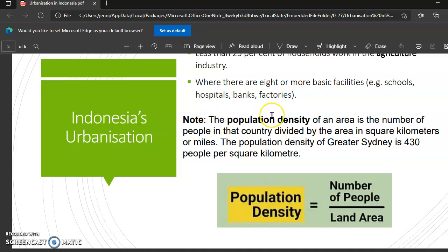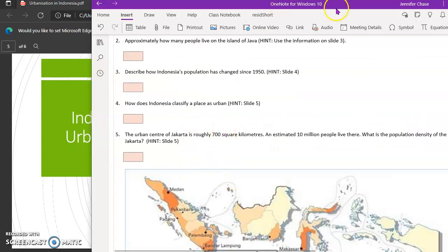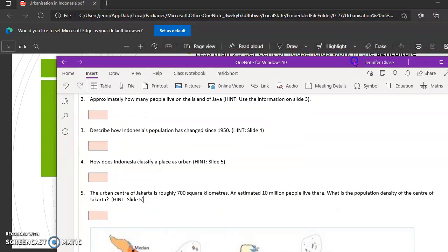So, like I've just said, the population density of an area is the number of people in that country or in that area. So, the number of people divided by the area in square kilometers or miles, the land area. To give you an example, the population density of Greater Sydney is 430 people per square kilometre. So I'm going to ask you guys to do, again, a little bit of maths, 2 maths questions here, is use this information to work out the population density in the centre of Jakarta.